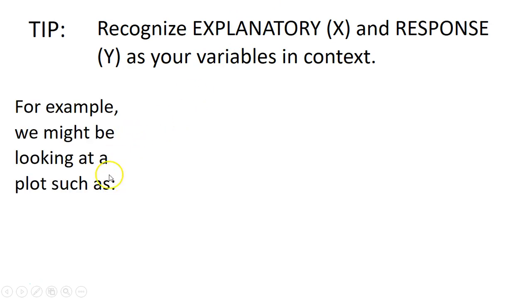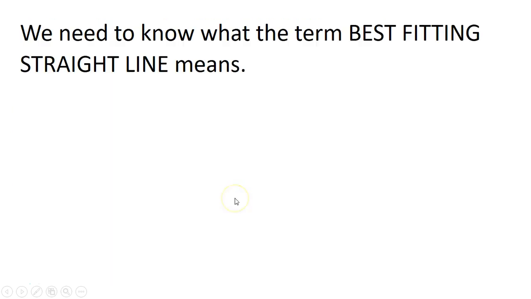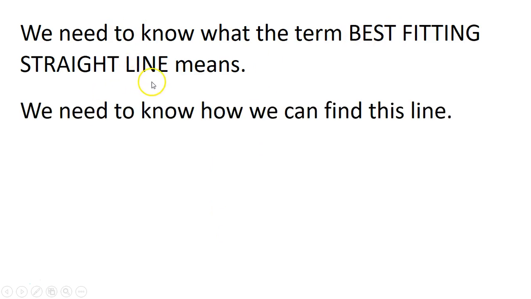So for example, we might be looking at a plot such as this. So just have a random one, right? Plots all over the place. And you draw your line of best fit right there. Sounds great, but how accurate is it? Should it be a straight line, right? Should it be linear, right? We want to take a look at all this. So we need to know what the term best fitting straight line really means, right? That we just made there. And we need to know how we can find this line.